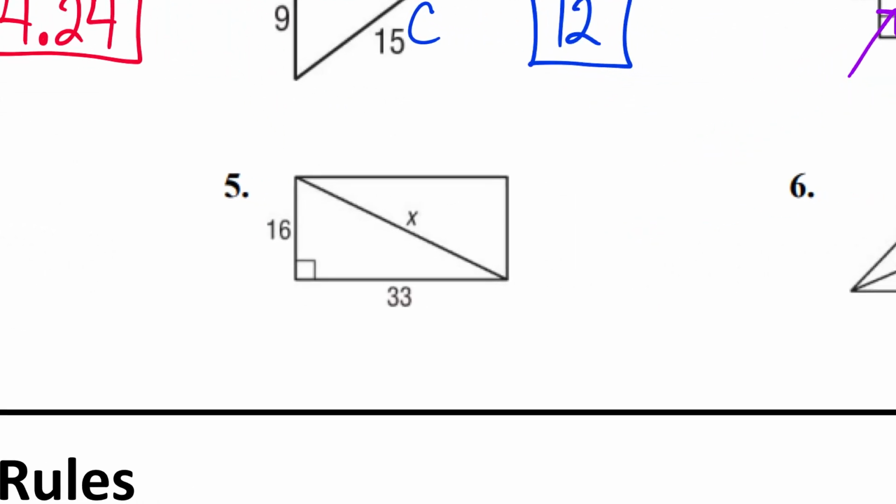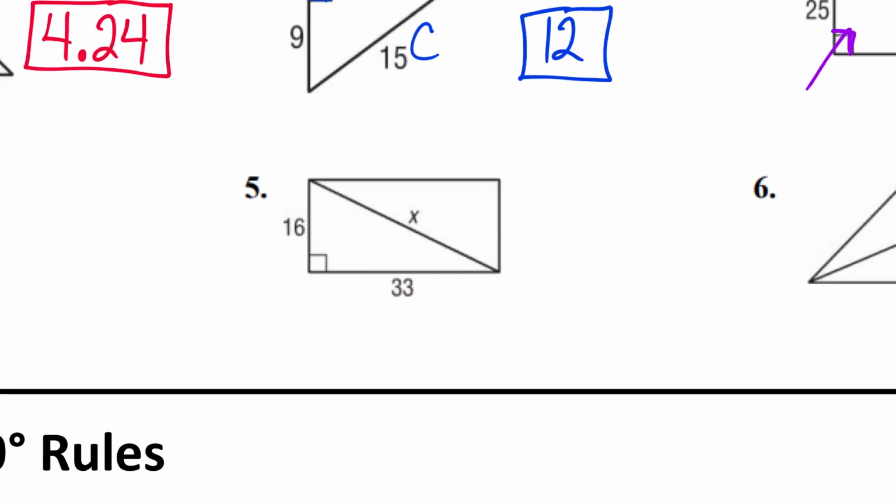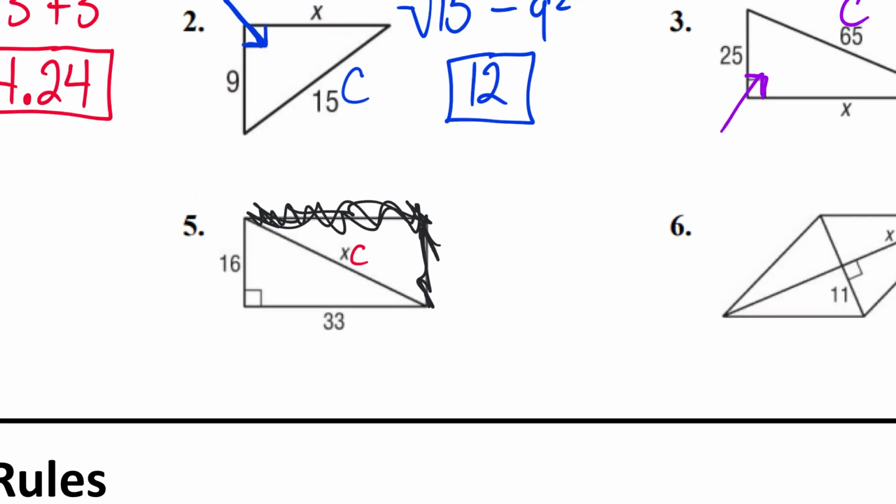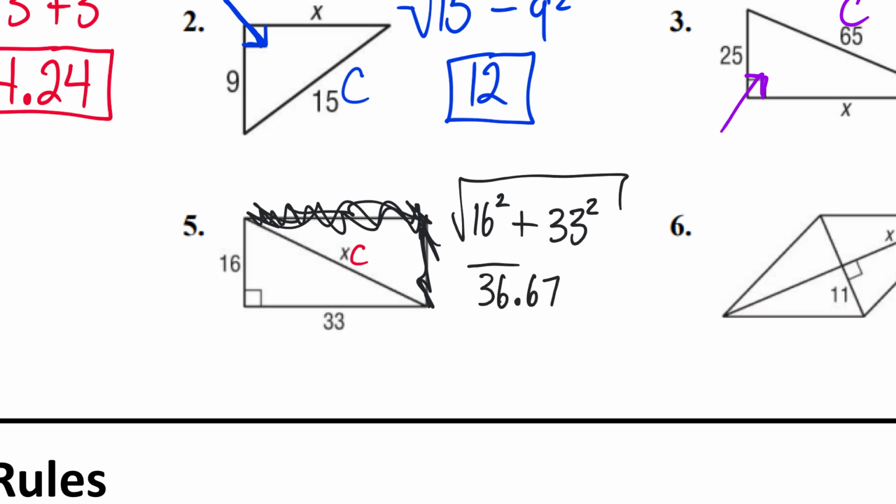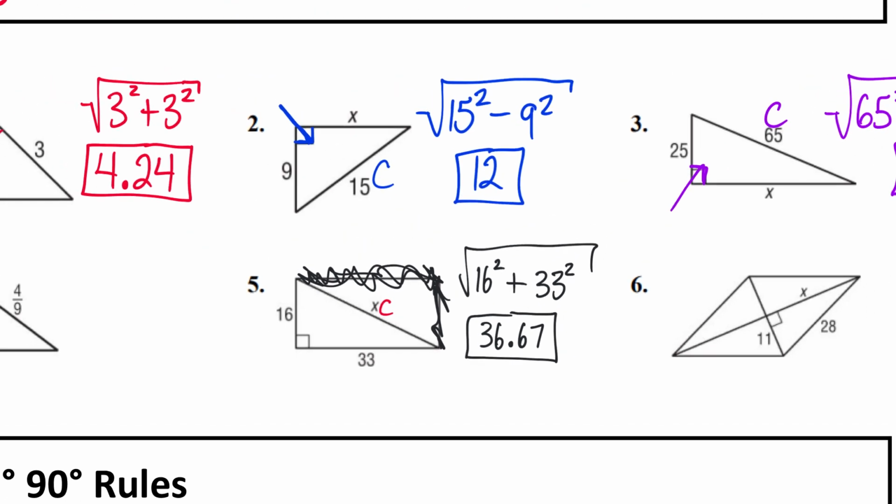Okay, let's do one more in this group. Let's do number 5. On number 5, which one is the C? It's the x. It's right there. So on this one, you've got the diagonal, but basically just forget about all of this out here and just look at the triangle. And so we are looking for the C, so am I going to add or subtract? We're going to add. So the square root of 16 squared plus 33 squared. 36.67.